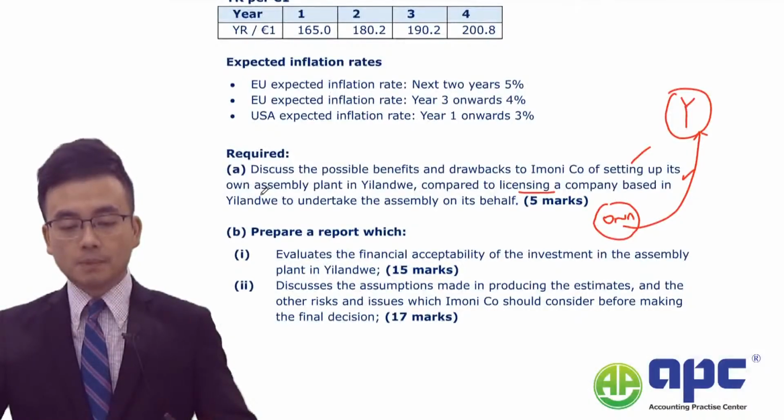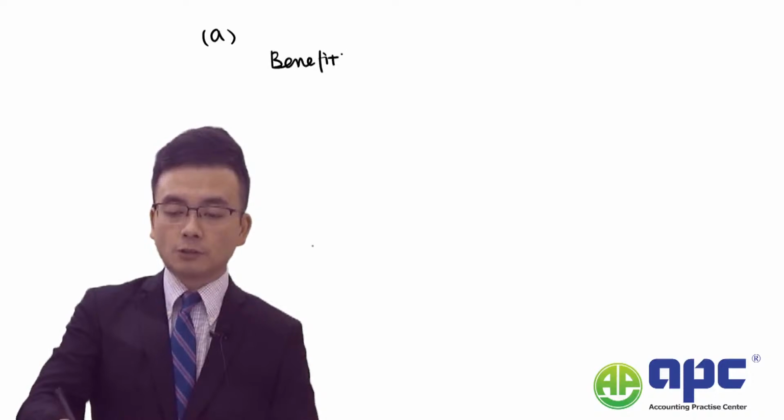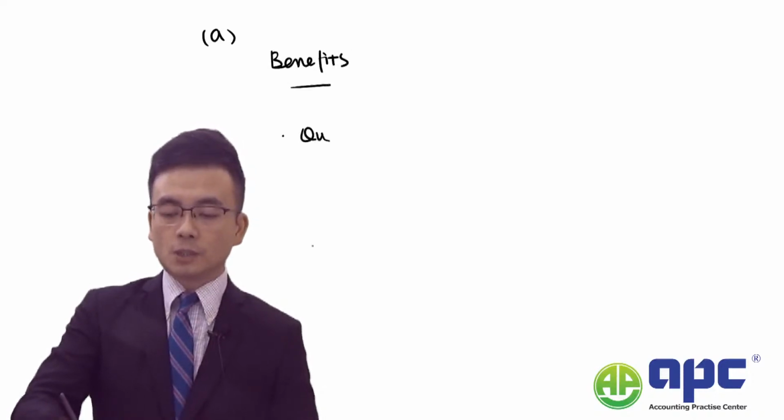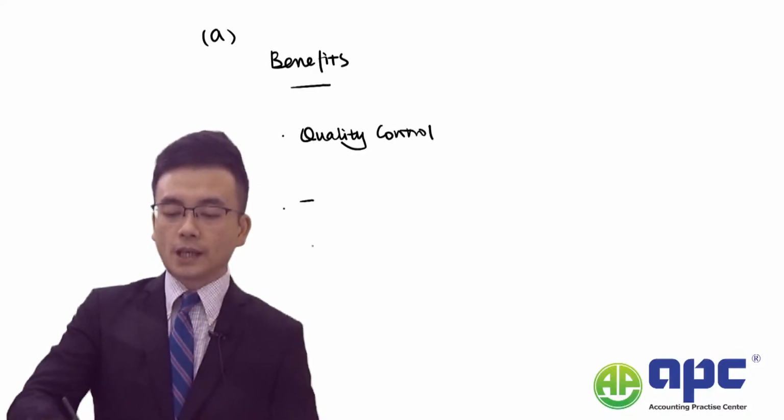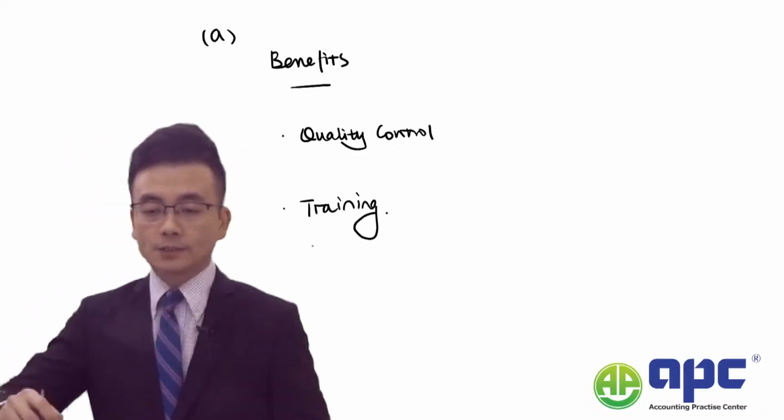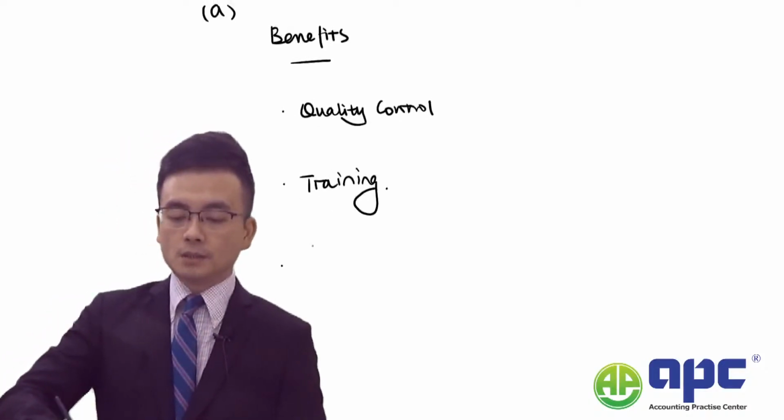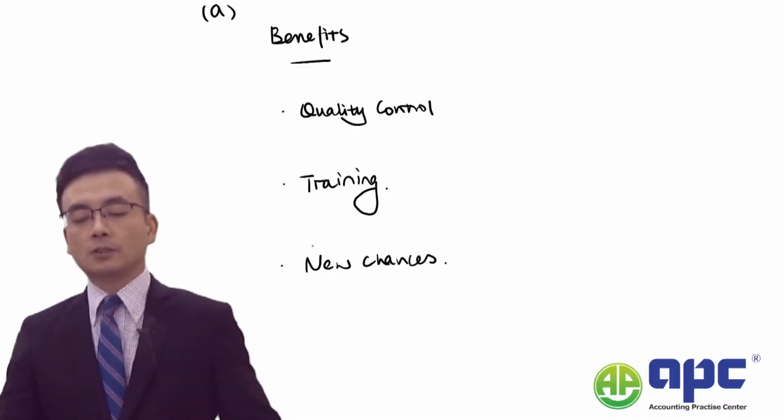Setting up our own assembly compared to licensing. All right, so we are focusing on organic growth. The benefit of organic growth, we can talk about, is improved quality control for our product, ensuring, for example, our staff receive training. And of course, we can also consider the possible new chances that we can work on in the country here.